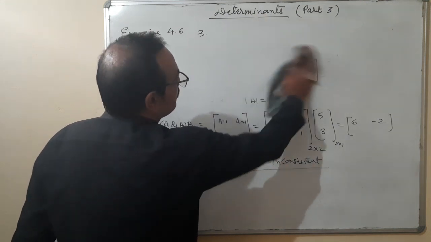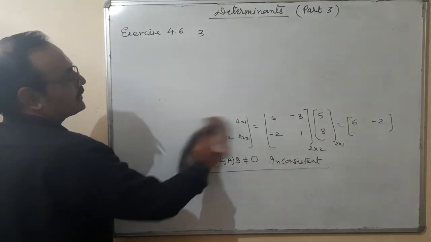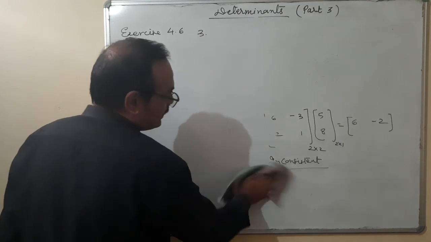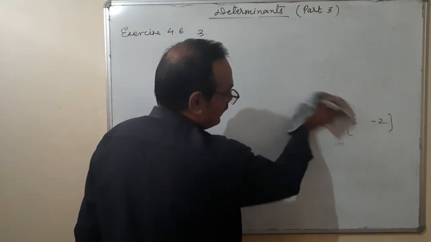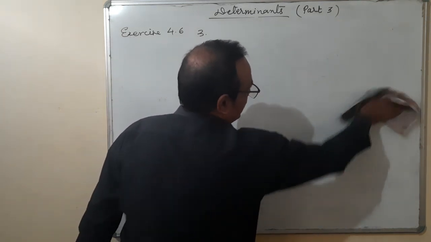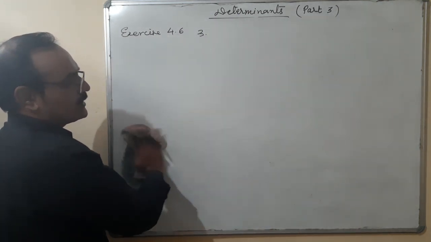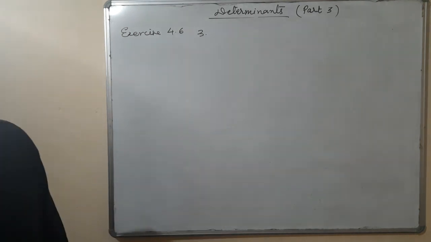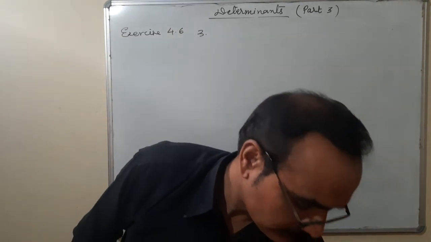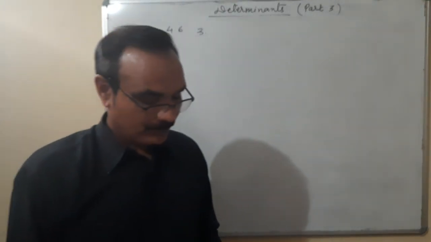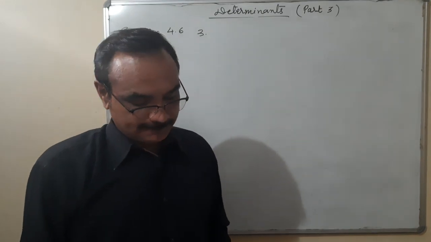So it doesn't mean that only you are writing the determinant value of A and it comes 0. That means you leave there only and say that okay, it is inconsistent. We have to check whether adjoint of A multiplied by B is equal to 0 or not equal to 0.